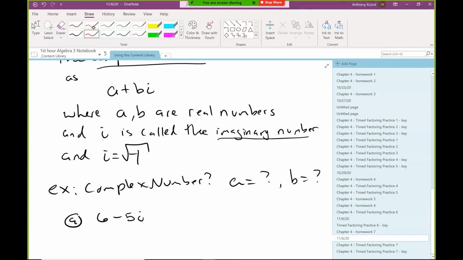So let's say we have 6 minus 5i. Is this a complex number? Yeah, right? What's the value for a? 6. What's the value for b? -5. Everybody's okay there? Of course. Yeah, go ahead, Jacob.